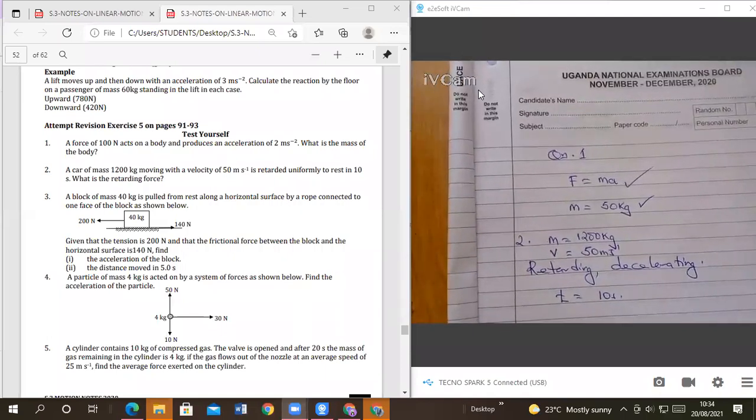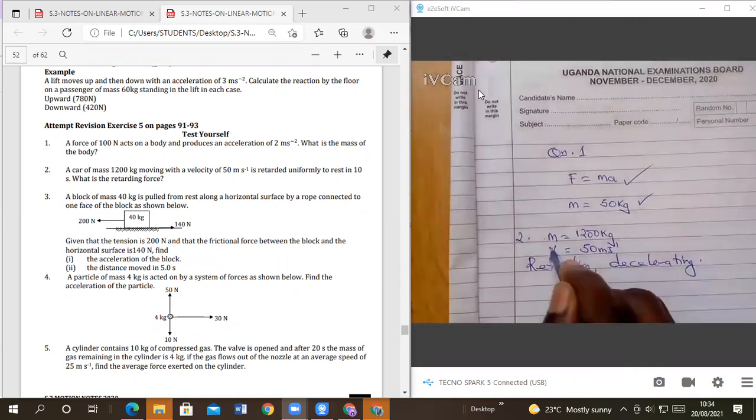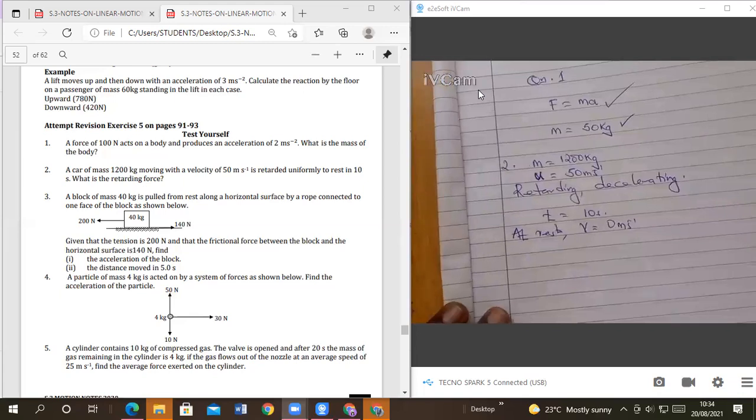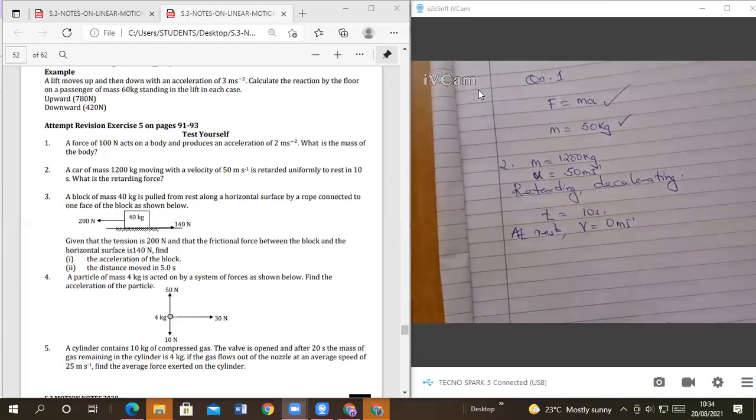What you need to know from here is that the initial speed of the car, 50 meters per second, will be our u, the initial velocity. Then when the body is brought to rest, the final velocity will be 0 meters per second. But when it's starting from rest, the initial velocity is 0. Have you got the difference?